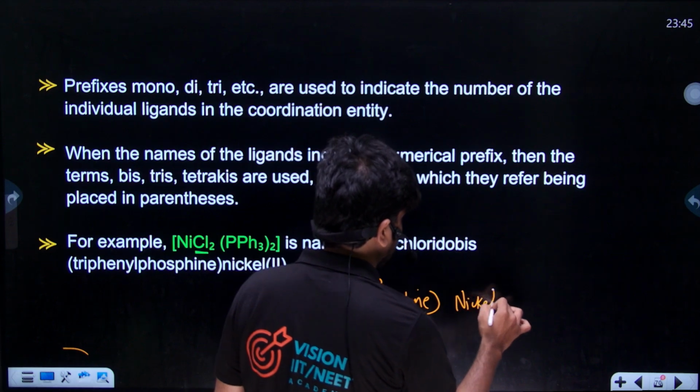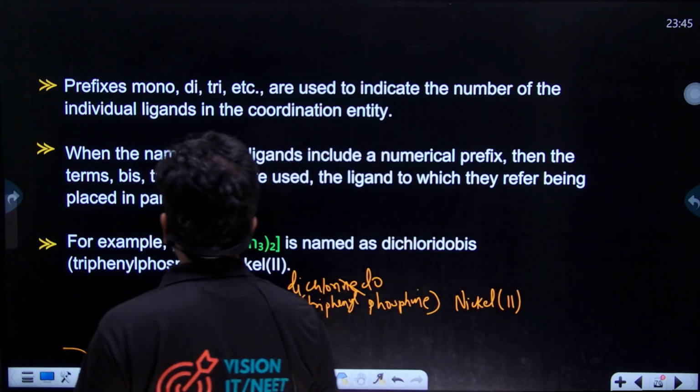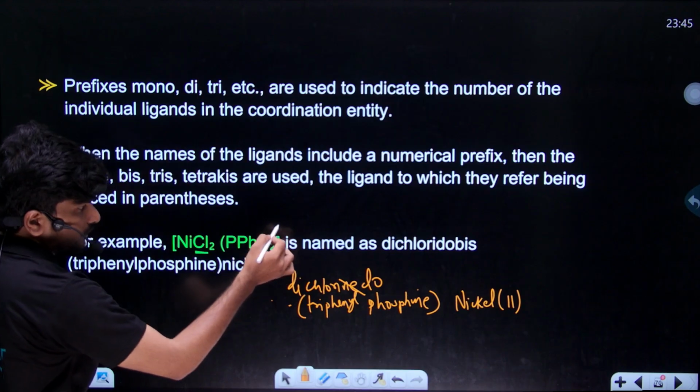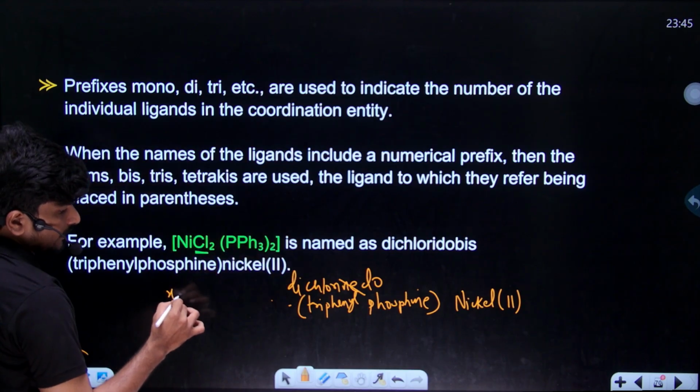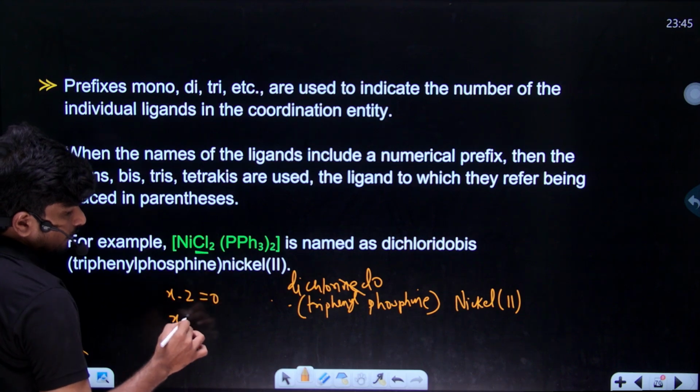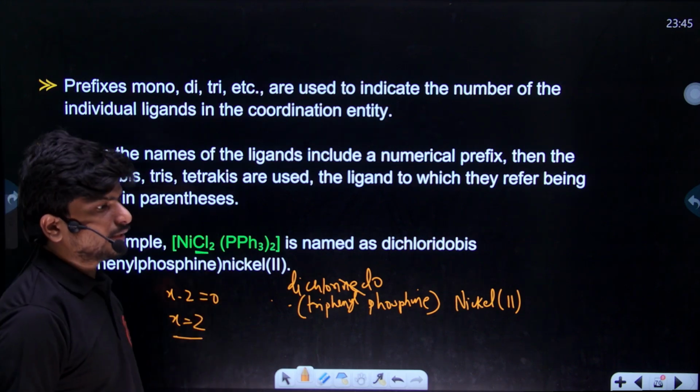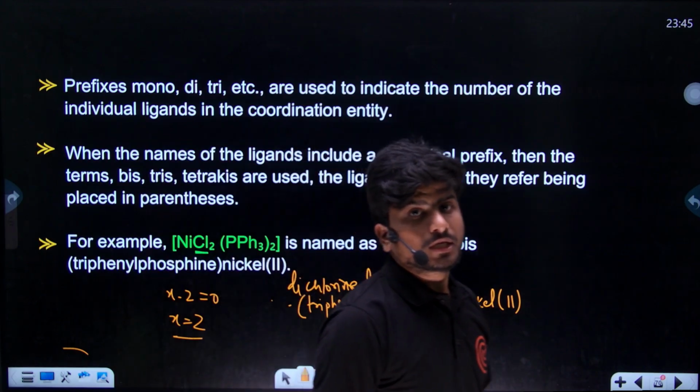Nickel, 2. Because the overall charge here is zero, the chlorides give minus 2, you take x minus 2 is 0, so the oxidation state is 2. So you will be taking it as nickel 2.